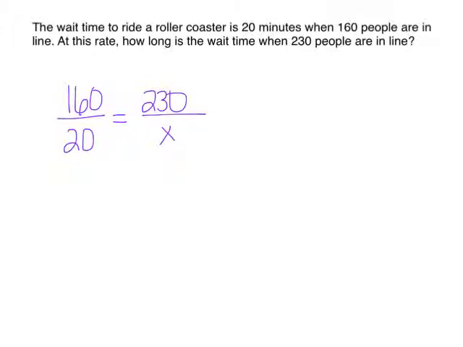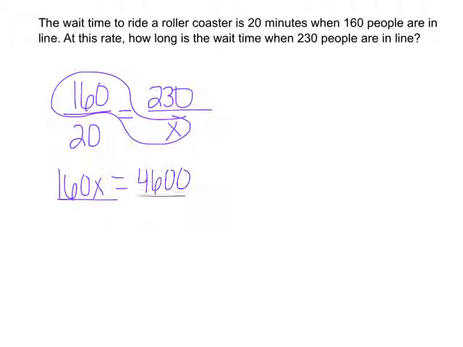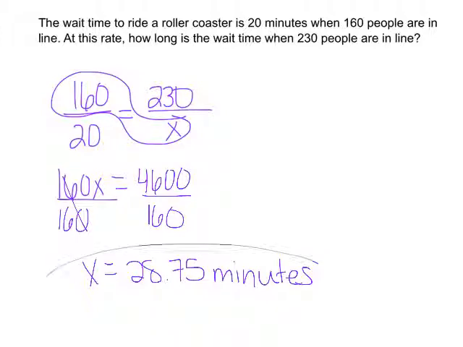So I'm going to just use cross multiplication again. So 160 times x gives me 160x, and then 230 times 20 gives me 4,600. So then when I divide by 160 on both sides, I'm going to get that x equals 28.75 minutes. And make sure that you put your units so that we know if you're talking about the minutes or the people, and so we're looking at the time, so I know that I have minutes.